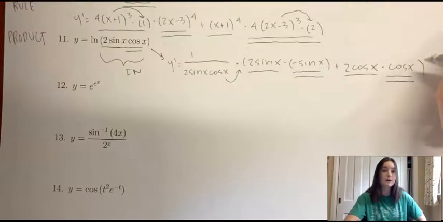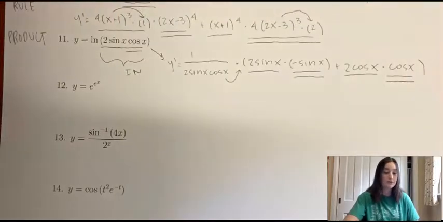So just to review this one, we did our outermost function, which is ln of x. The derivative of that is 1 over x. And then we moved to our innermost function, which was 2 sine x cosine x. And to do that, we had to do product rule. Okay, so let's move on to number 12.